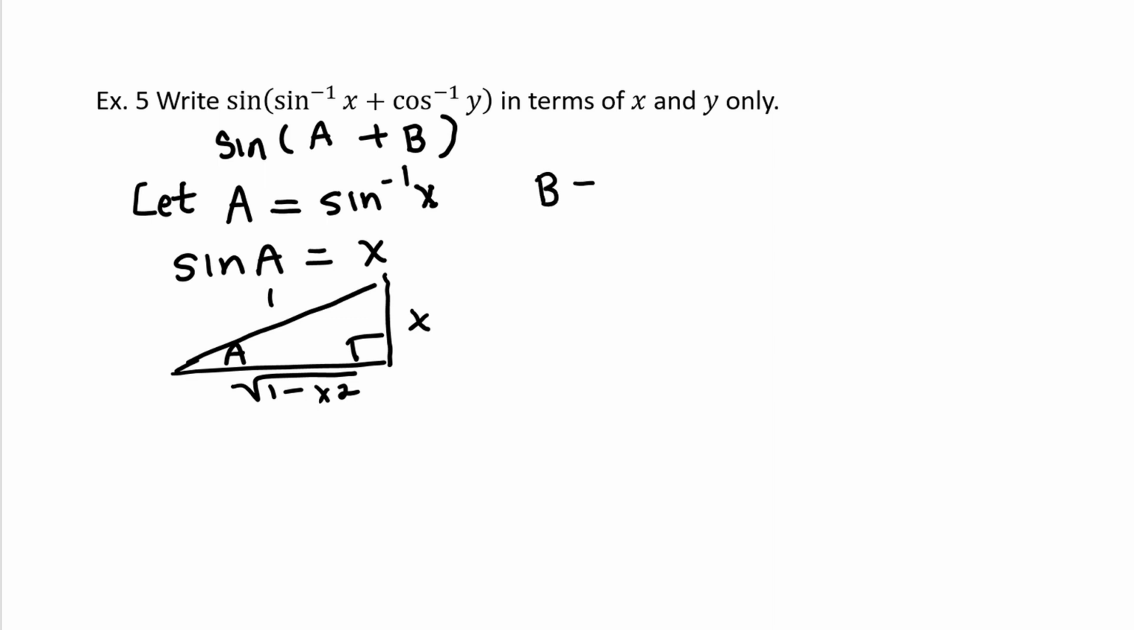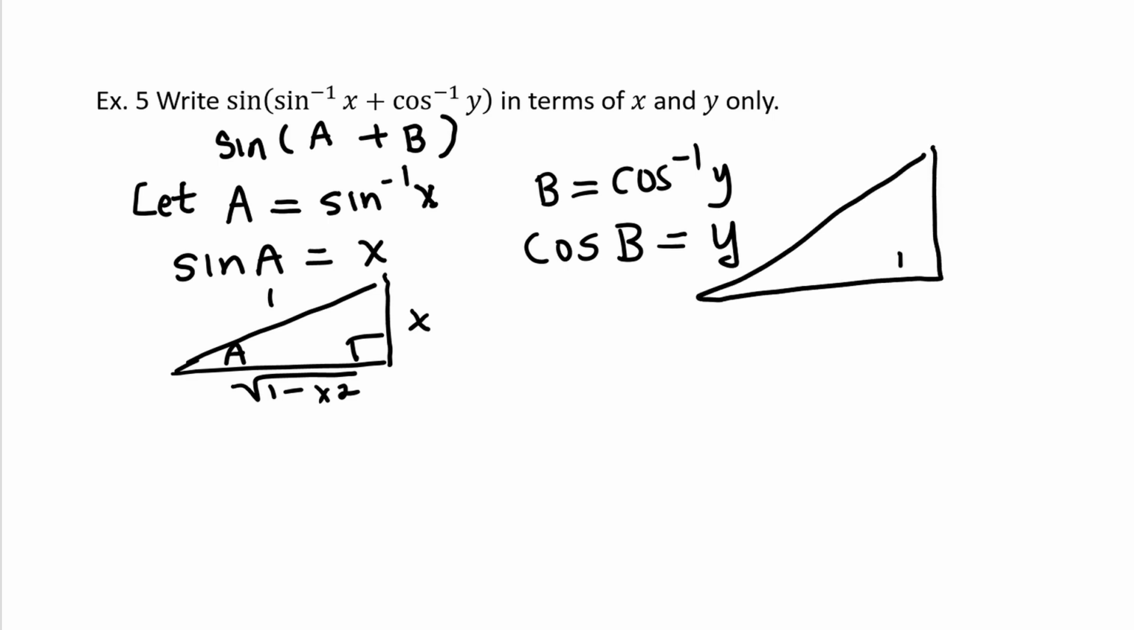Let's also do that with b. Let's let b take on cosine inverse of y. Then if we take the inverse of both sides, we would get that cosine of b equals y. Now let's draw a right triangle to represent that as well. So put a b in the lesser angle, and cosine is adjacent over hypotenuse, and cosine of b is y. So the adjacent to b will be y. The hypotenuse is 1. And we use the Pythagorean theorem to solve for the length of the side opposite b, and that would be the square root of 1 minus y squared.